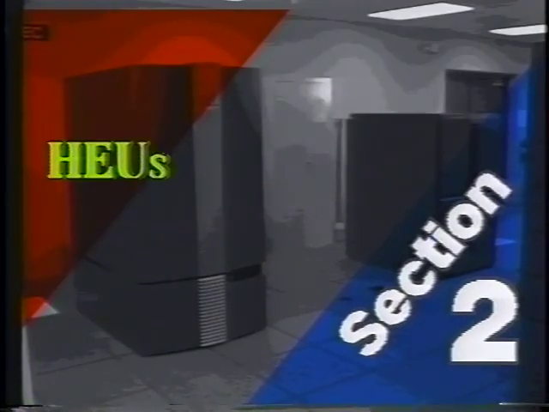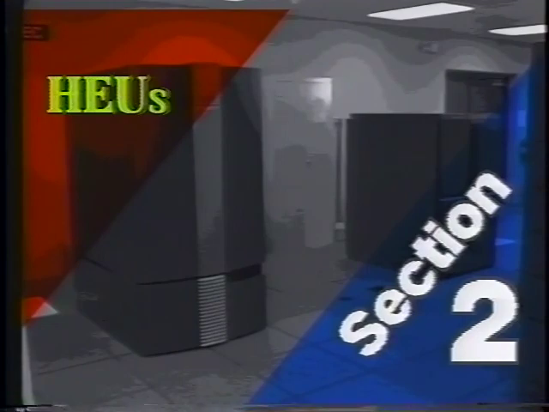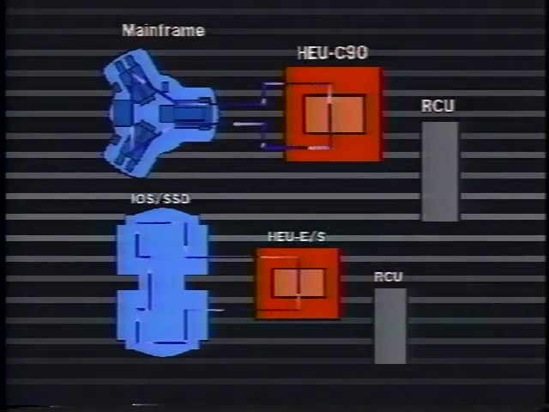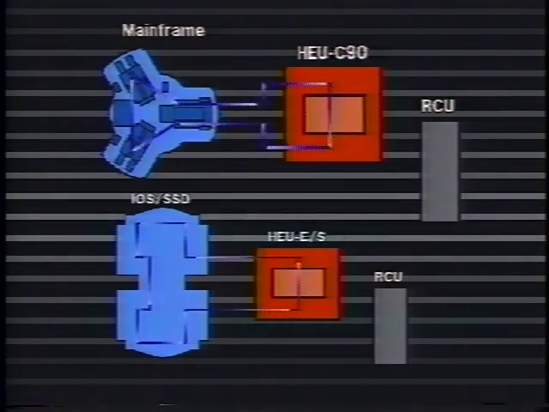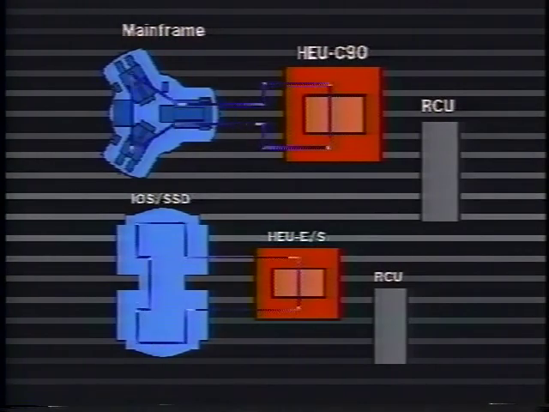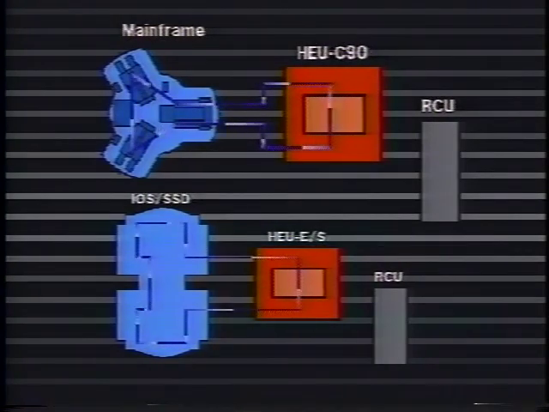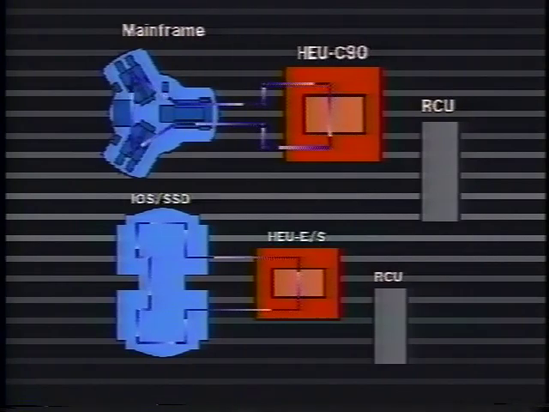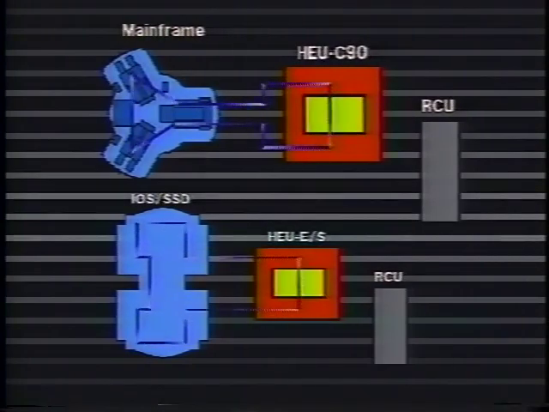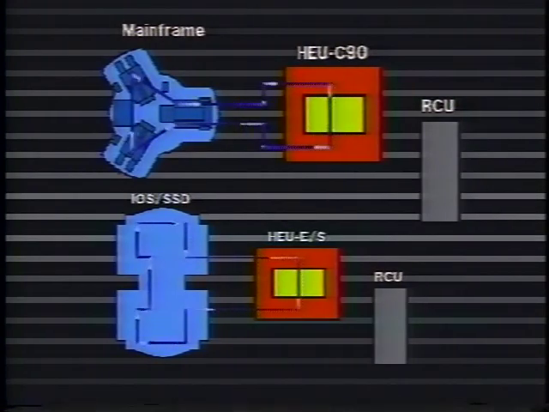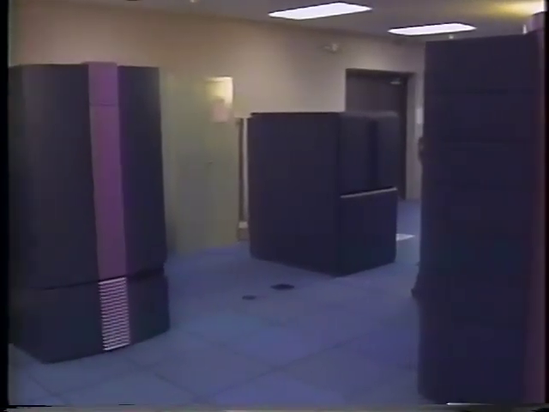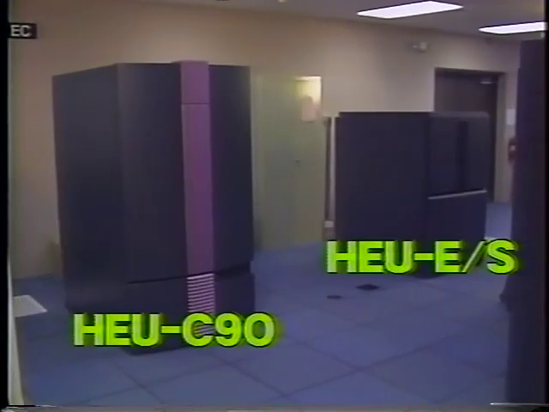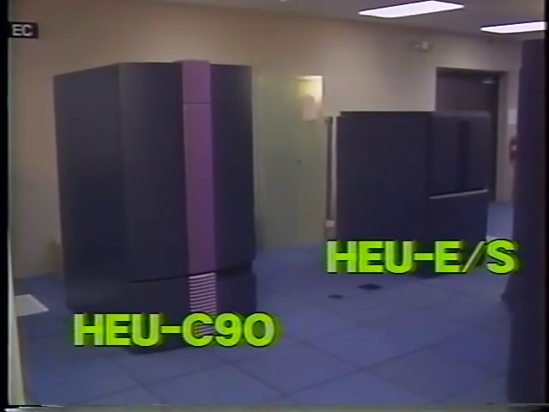Now, Section 2, HEUs. Dielectric coolant absorbs the heat in the mainframe and in the input-output subsystem and SSD solid-state storage device, or iOS SSD-E. Evaporative refrigerant removes the heat from the dielectric coolant in the heat exchanger subassembly within the HEU. Two models of HEUs are used within the C90 computer system. They are the HEU C90 and the HEU ES. Let's look first at the HEU C90.